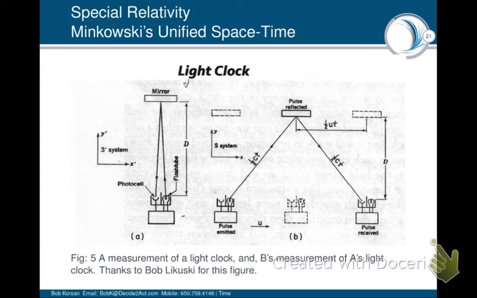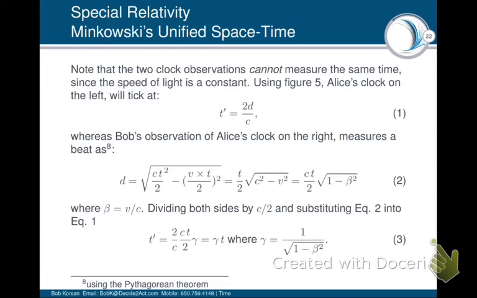And Bob's looking at the same clock, sees that the pulse emitted moves to the right and is reflected and comes back and is received again even further. So because Bob is moving with velocity u, or v is what my equations are going to use, let's take a look.